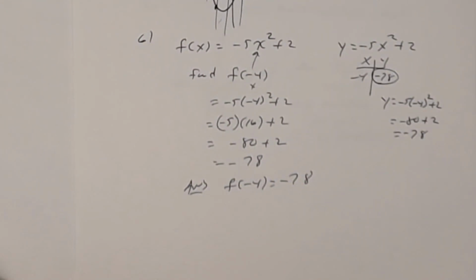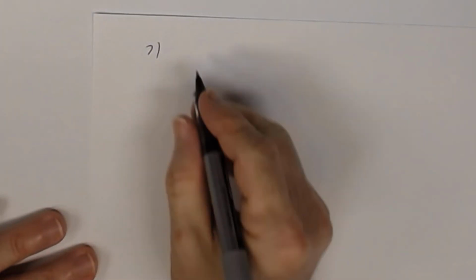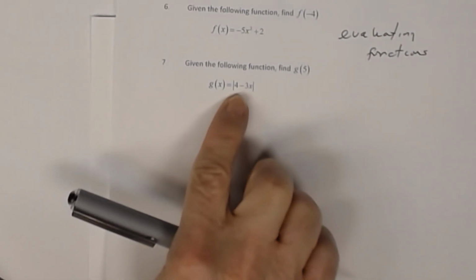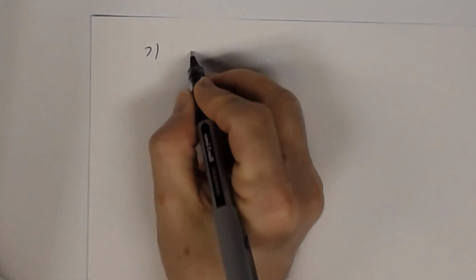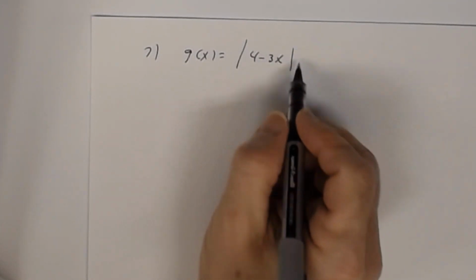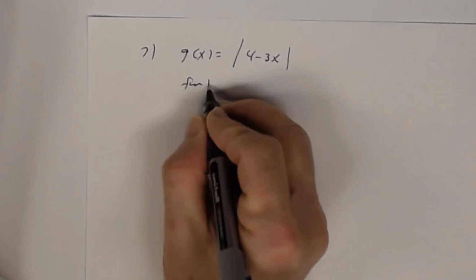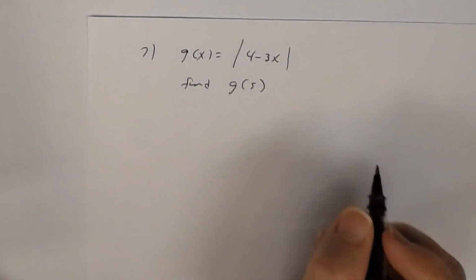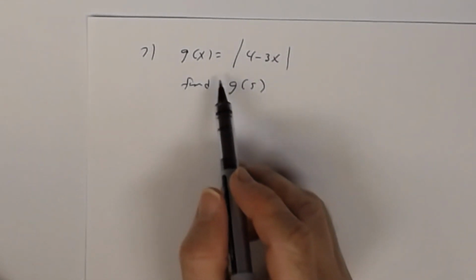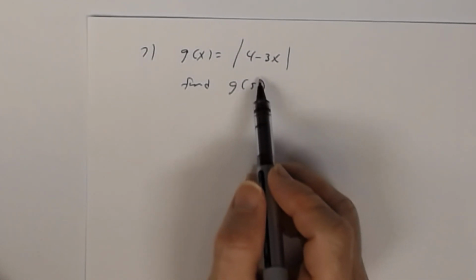All right, let's see number 7. Now for number 7, this time you have g of x. Be careful when you rewrite it. These are absolute value bars right here. So g of x is the absolute value of 4 minus 3x. Inside the absolute value bars is the expression 4 minus 3x. And you want to find g of 5. Again, with function notation, this represents x right here. So in place of x, you're going to substitute 5.